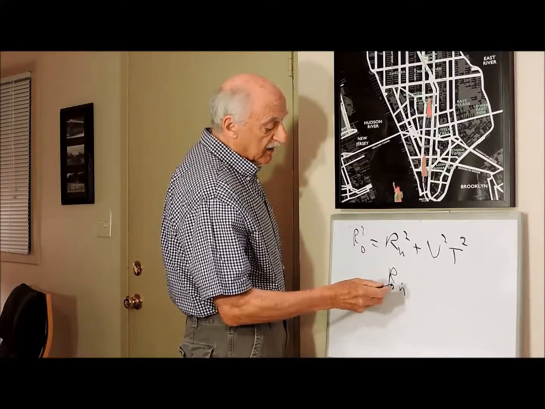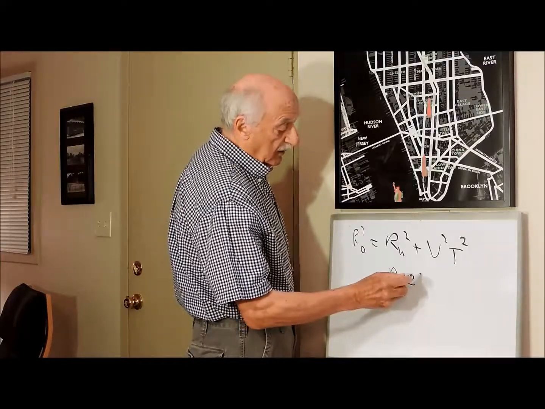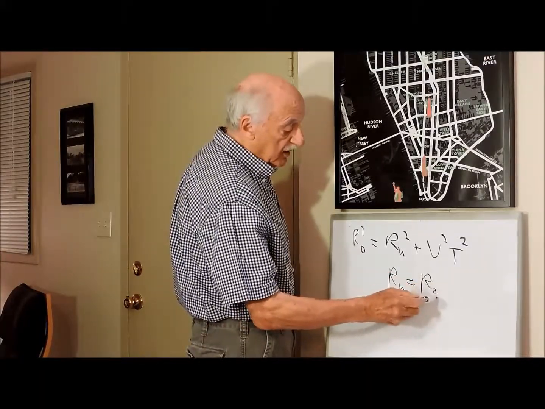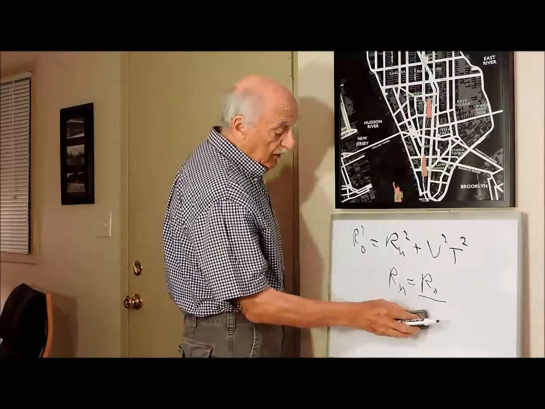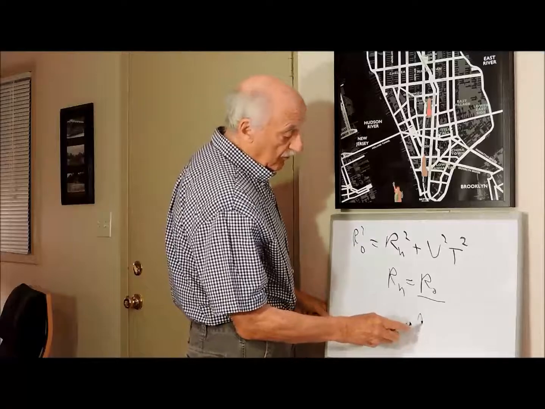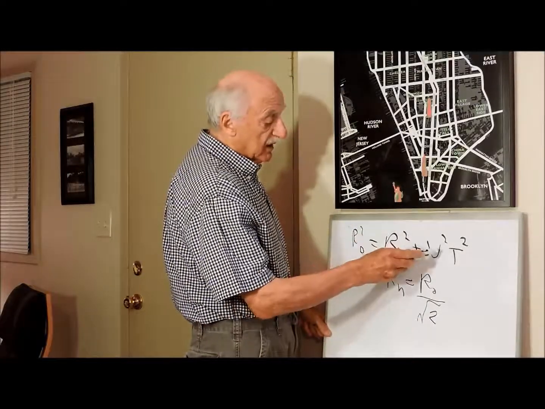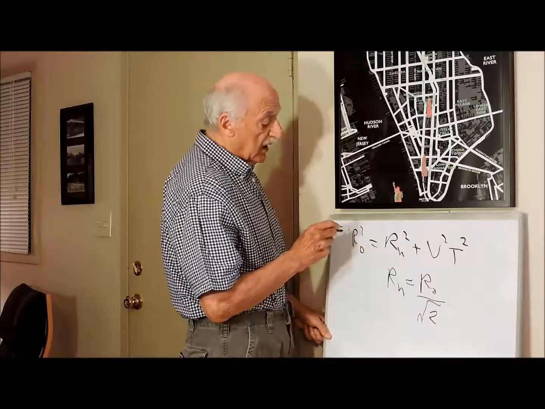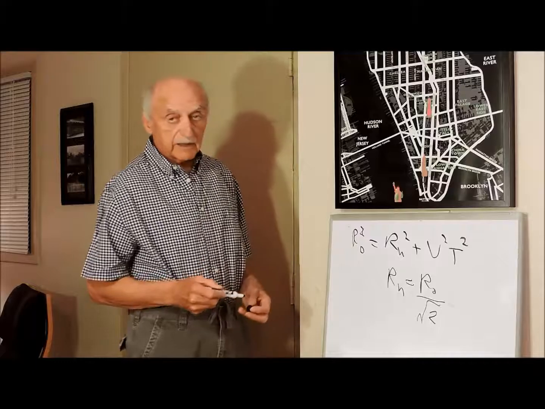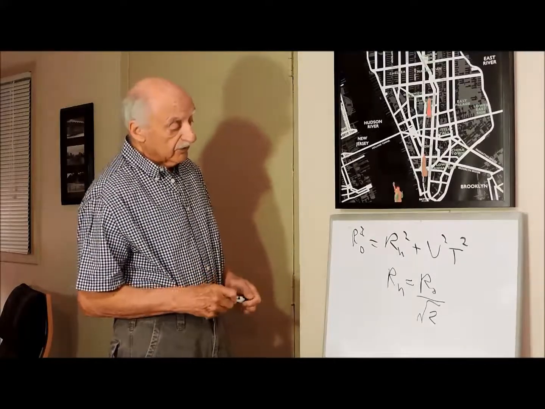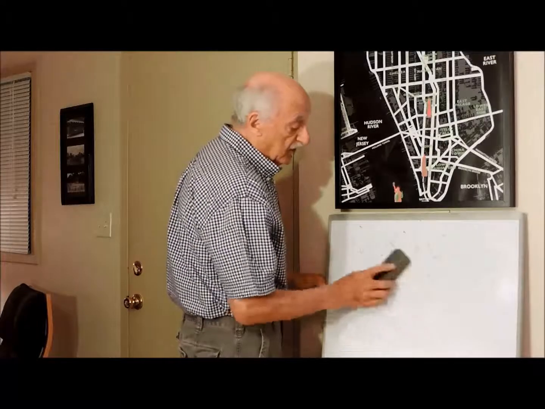and the radius is equal to the total separation divided by the square root of 2, because this is equal to this, that is equal to that, this is equal to half that, and since they're squared, we have to find the square root to get the relationship. So that's the solution to the equation for a circular orbit.